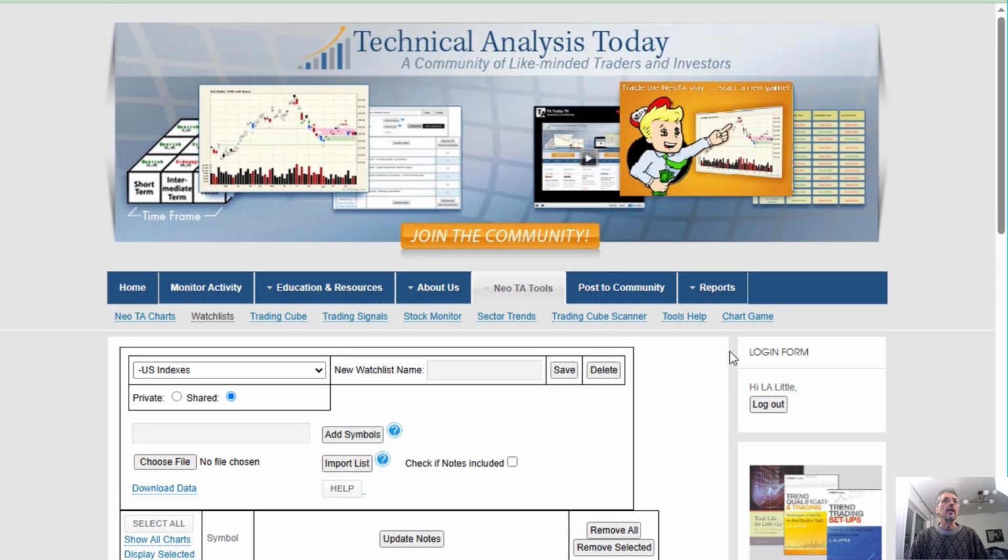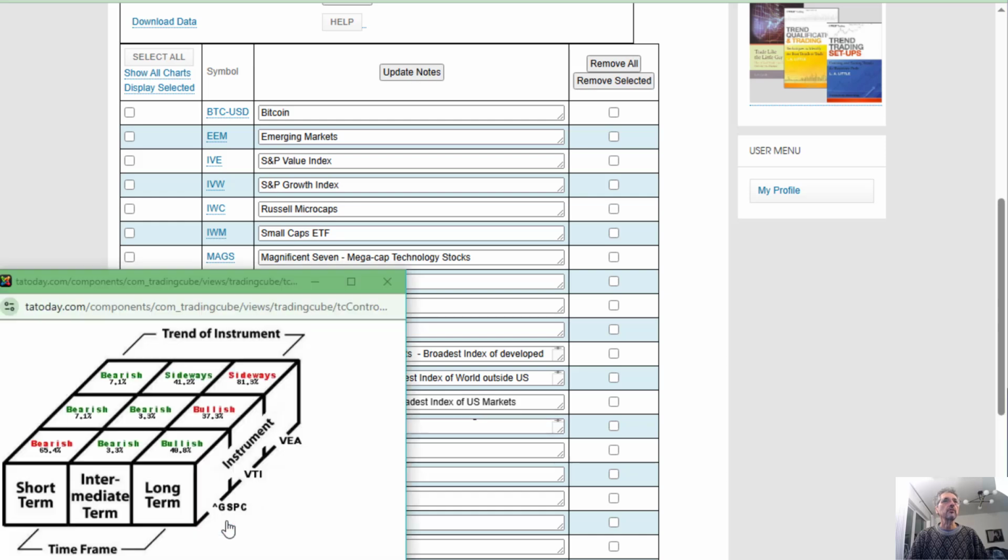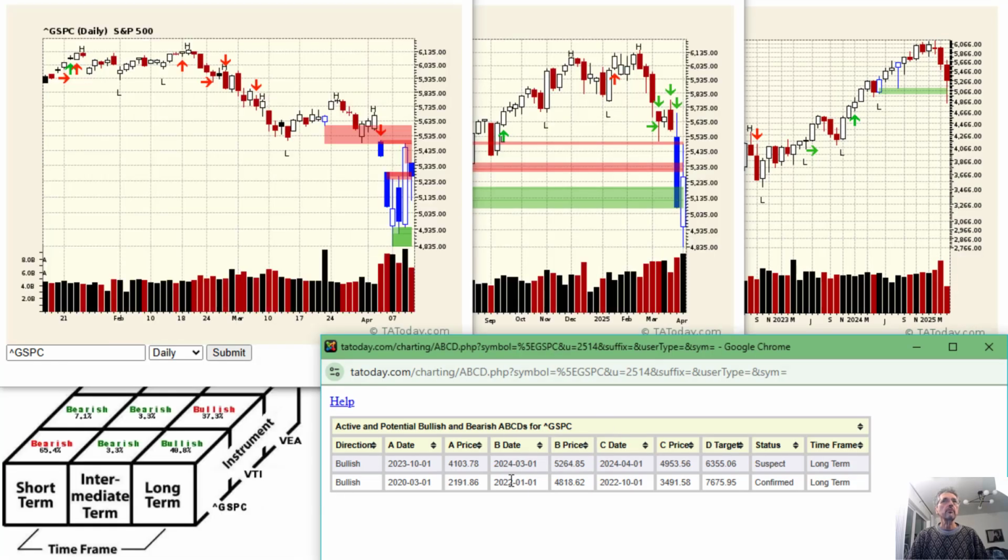Let's try to answer the question, is this a crash? And to do that, let's take a look at just one chart. We'll look at the S&P 500. So here's the S&P 500.